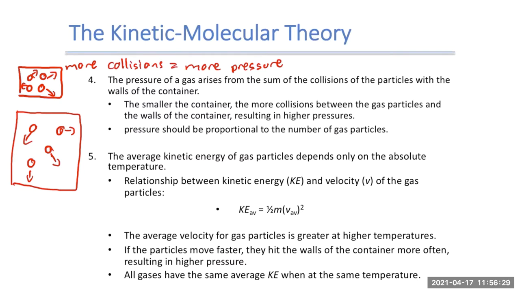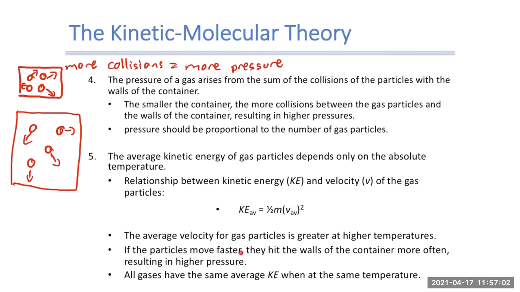Our fifth postulate stated that the average kinetic energy of a gas depends only on the absolute temperature. So we can look at the relationship between kinetic energy and velocity or speed of a gas. So the average kinetic energy equals 1/2 the mass times the velocity squared. So the average velocity for a gas particle is greater at higher temperatures. So that means our gases are moving faster at higher temperatures.